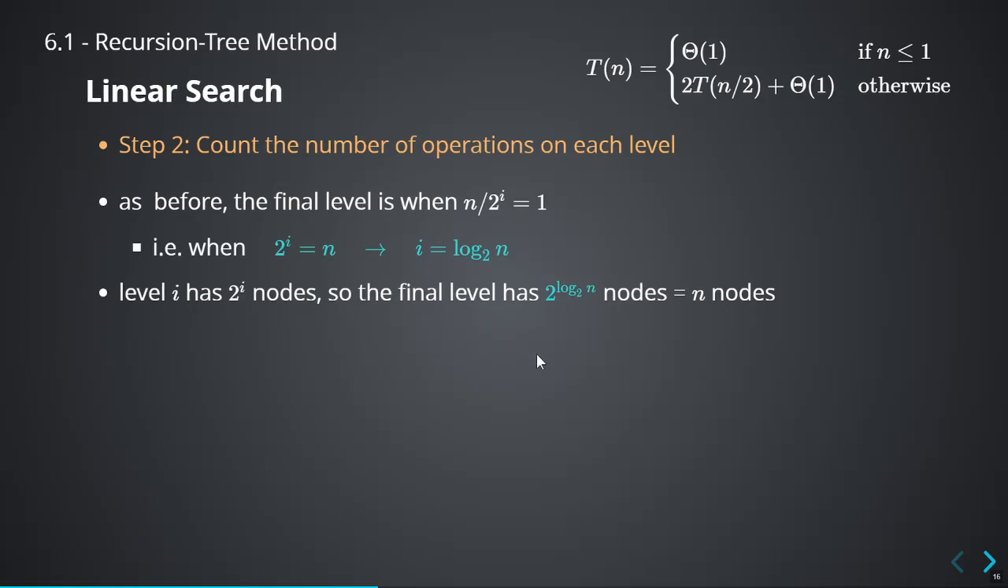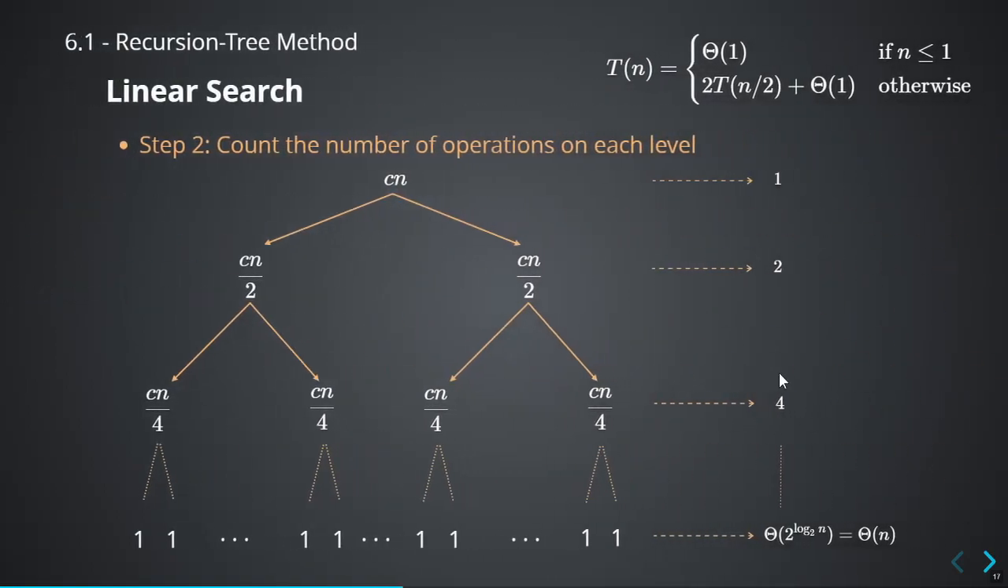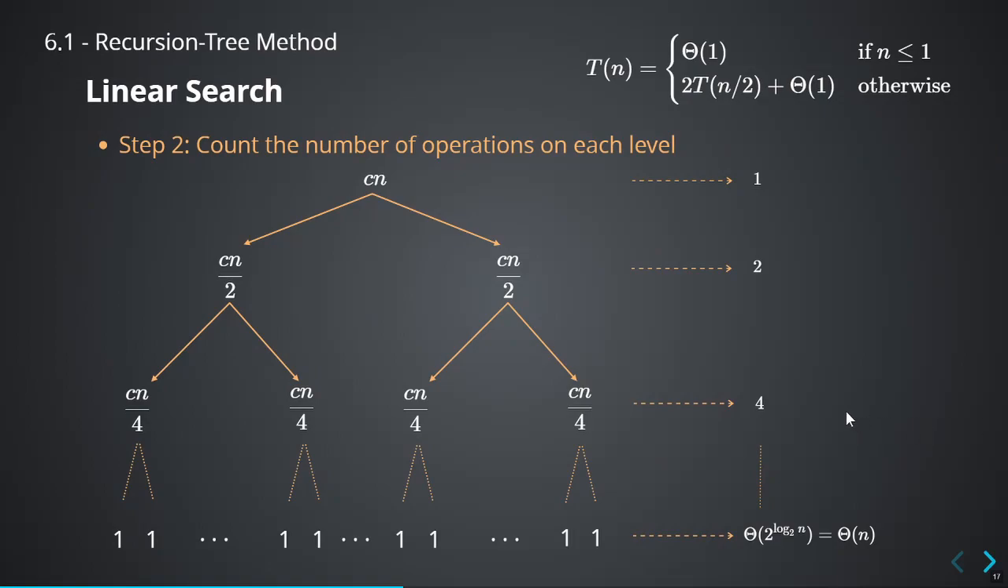Okay, so the final level, as in the case of Mergesort, is when n divided by 2 to the i is equal to 1. You have n elements, and we say that n is perfectly divisible by 2, n is a power of 2. And when you get to the ith level, that last level is when i is equal to log base 2 of n, just like Mergesort before. And we know that on the last level we have n nodes. So the total number of operations I have to do on the last level is big theta of 2 to the power of log 2 n, which is just theta n.